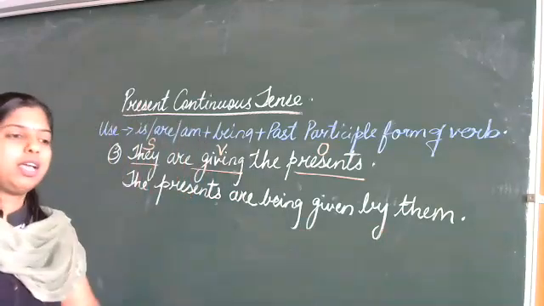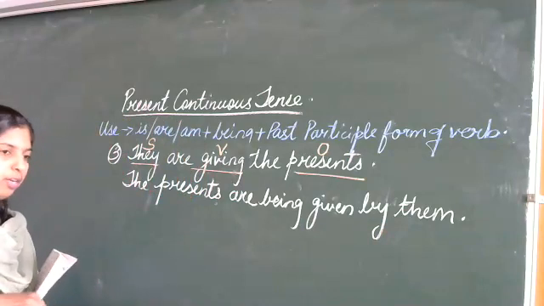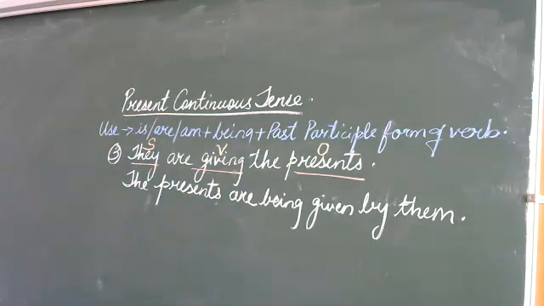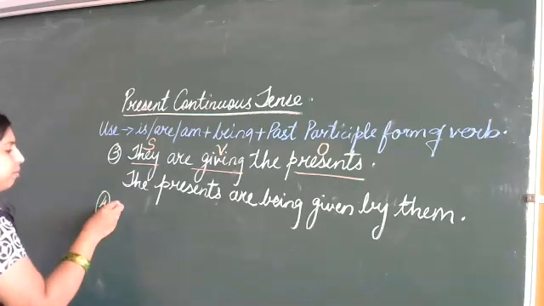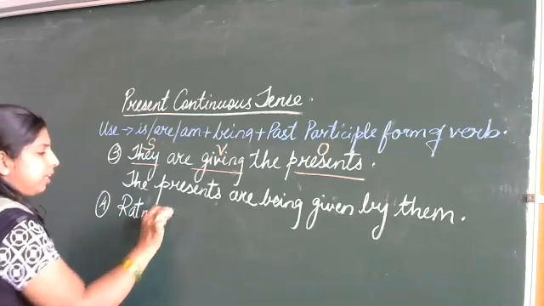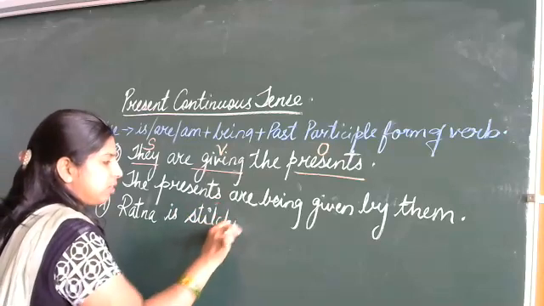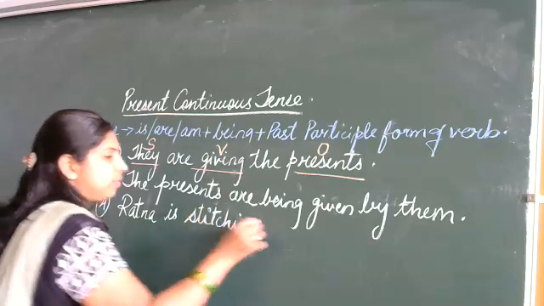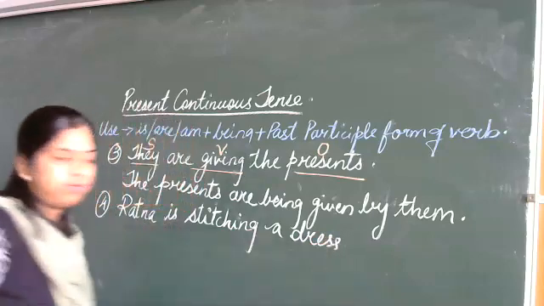Clear, children? Any difficulty in this? One more example you want? Okay, one more. Ratna is stitching a dress. Now you tell me.